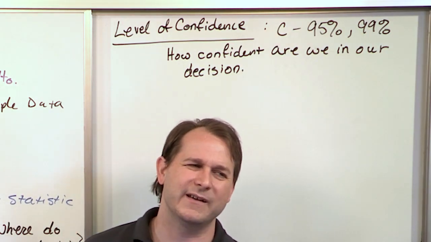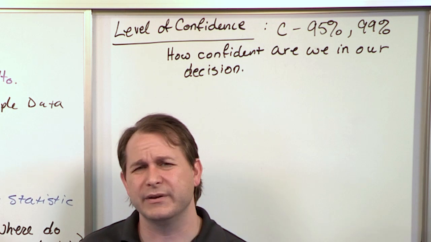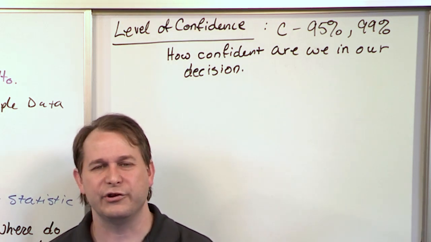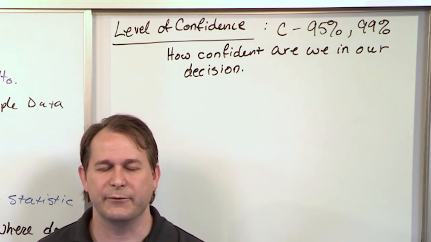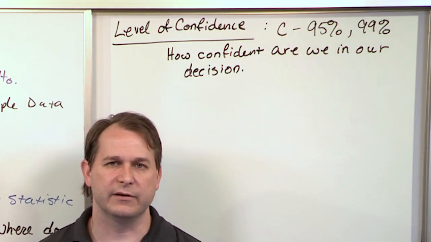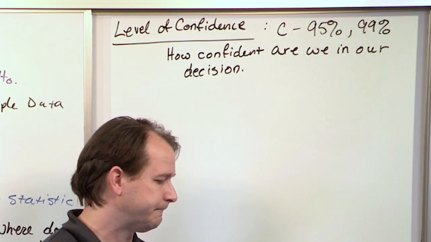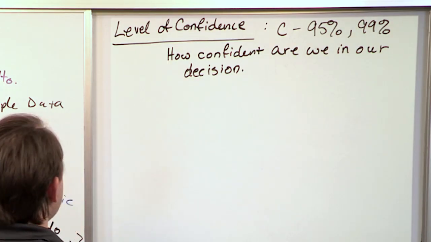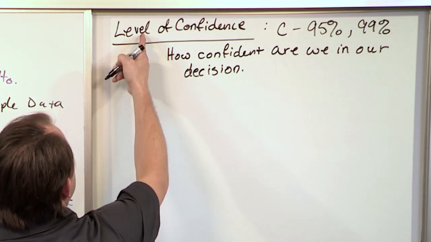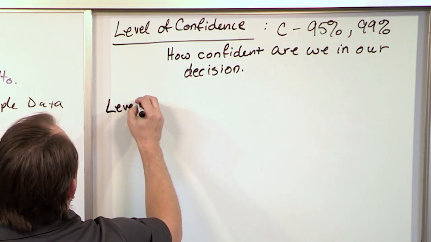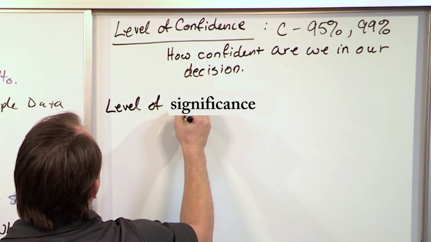But if we only have a level of confidence of like 50%, who's going to believe you? I mean, if you're only 50% sure that you're doing it right, nobody's going to believe that information. So you always are going to see a level of confidence up around 90, 95, maybe even 98, 99%. Okay? And then we have the complement of this, which we call the level of significance.